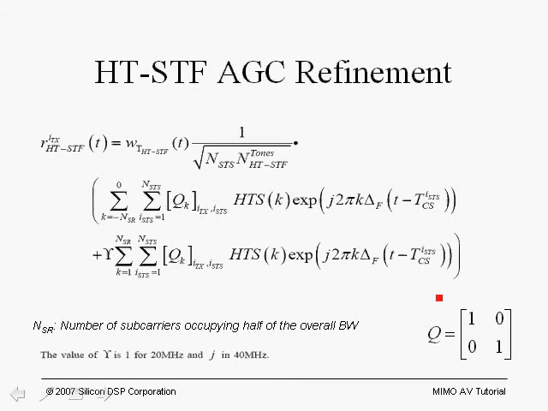So in summary, the extra high throughput short training field, which is 4 microseconds and is transmitted from both transmission chains in the case of a 2x2 system and all 4 transmission chains, for example, in a 4x4 system, is used to obtain a better adjustment and refinement in the AGC, and this refinement can then be used in order to adjust the RMS value of the A to D in order to provide a better dynamic range and reduce the quantization error and avoid saturation.